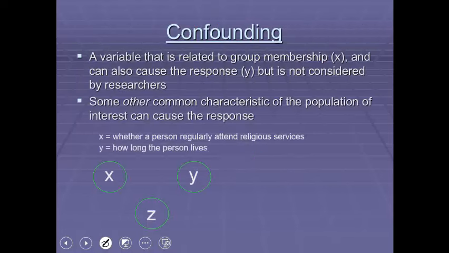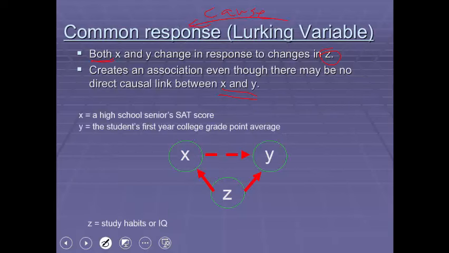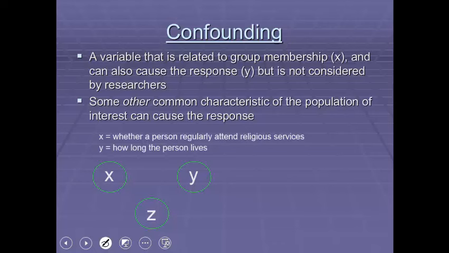Now, there's this other type of variable, which is called a confounding variable. And this is a little bit different twist to a type of variable that could also be kind of behind the scenes. So this isn't a lurking variable. A lurking variable causes changes in both. A confounding variable, the big thing here, is related to group membership and can also cause a response, but is not considered.